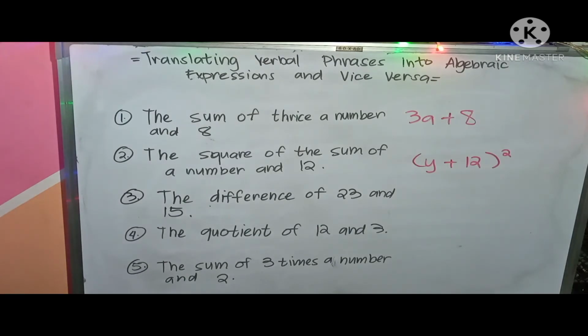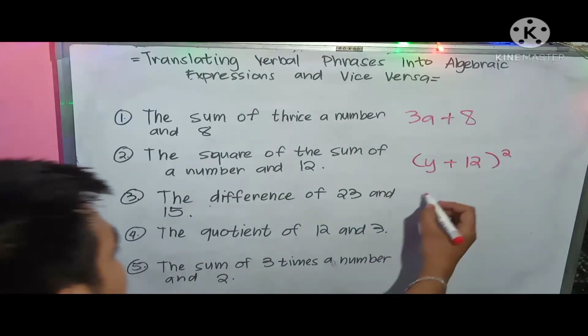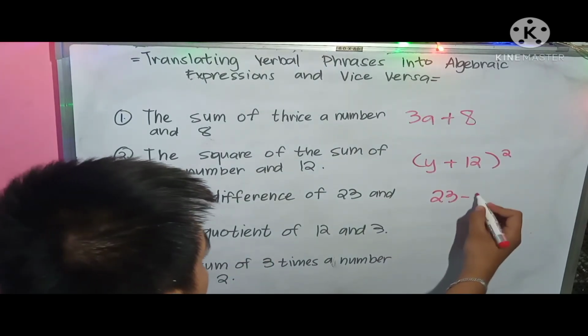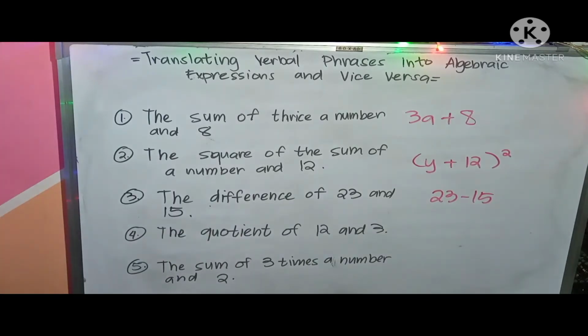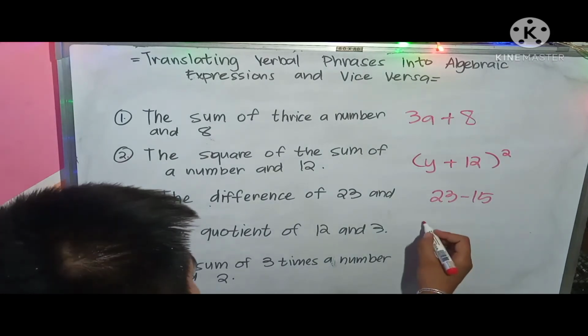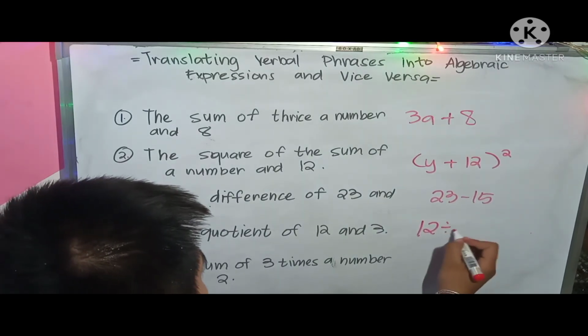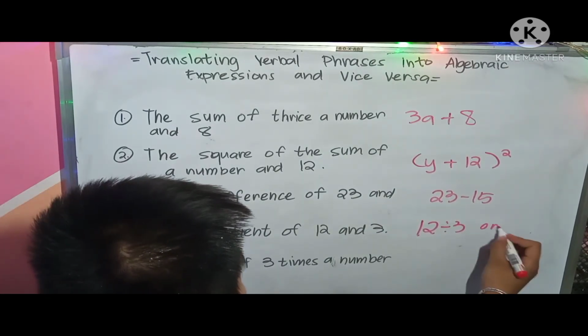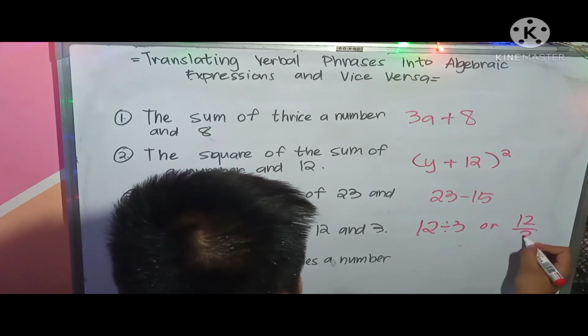Next, the difference of 23 and 15. Very basic. Difference of 23 and 15. We have 23 minus 15. Next is the quotient of 12 and 3. Sabi natin, pag quotient, yan ay i-divide. The quotient of 12 and 3, we can write it as 12 divided by 3 or 12 over 3.